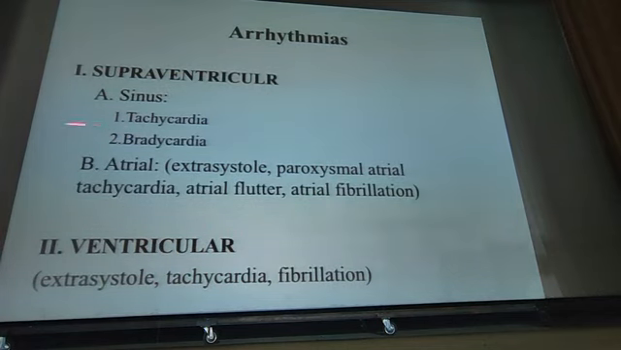When we say sinus, it means it comes from the sinus node. So we have sinus tachycardia, sinus bradycardia. So the impulse started from the sinus node. There is no problem. But what's the problem? There could be an increase in the rate or a decrease in the rate.